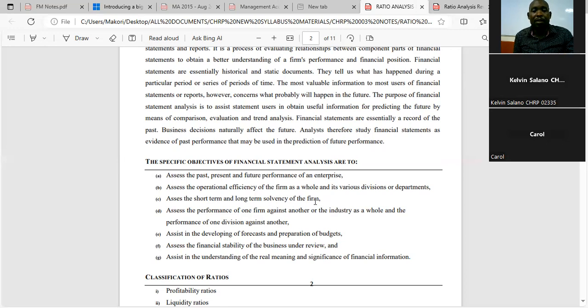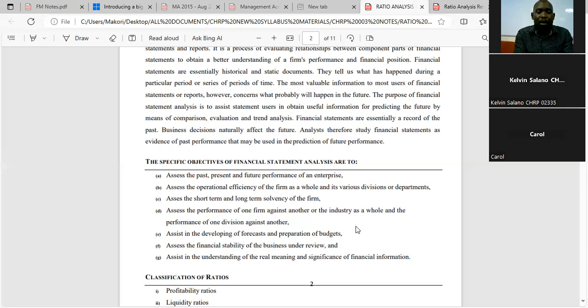In the same industry. And to assist in developing forecasts, you can be able to know, maybe last year we made a profit of 10%. This year we have made a profit of 20%. You can be able to predict what might happen in the future and therefore prepare the appropriate budgets. Because you can be able to know that maybe the sales are increasing, so you can make a very good budget in terms of the quantity of goods that you intend to purchase in the next financial period and so on.